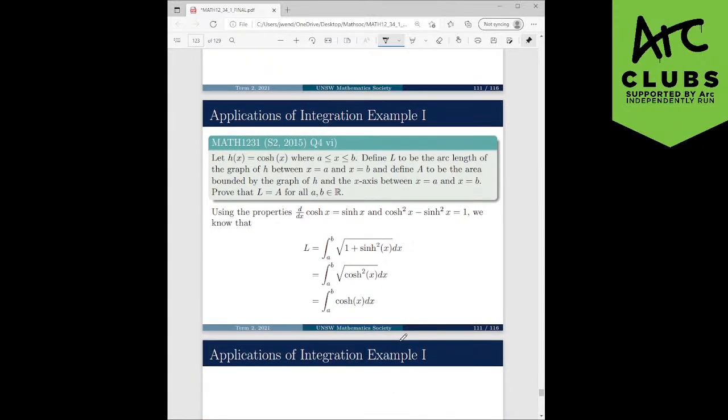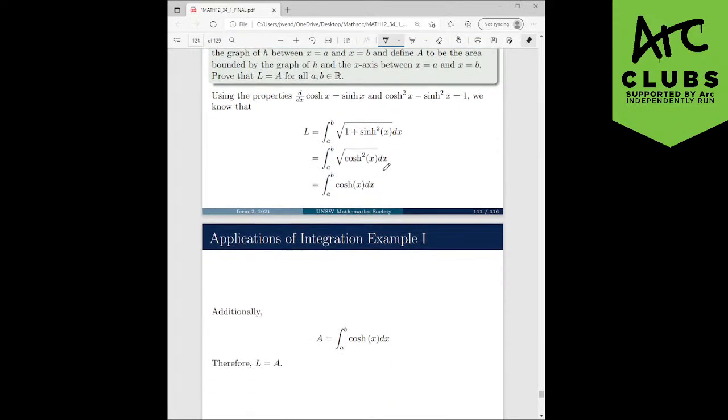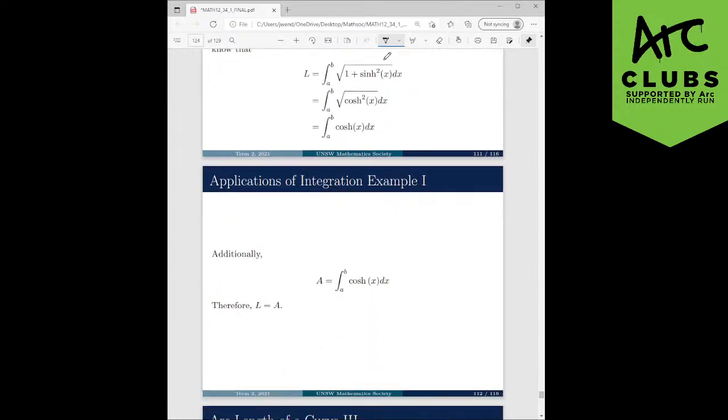Don't go any further than this because this question, this is it. This is the evaluation. The question actually just wants you to prove that it's equal to a, and that is the literal definition of a. The area under the curve there is just integration of that curve from a to b. And that's exactly what you just proved for L. So that's where the question stops. It just wanted you to prove that arc length was equal to the area. You don't need to go further than that.